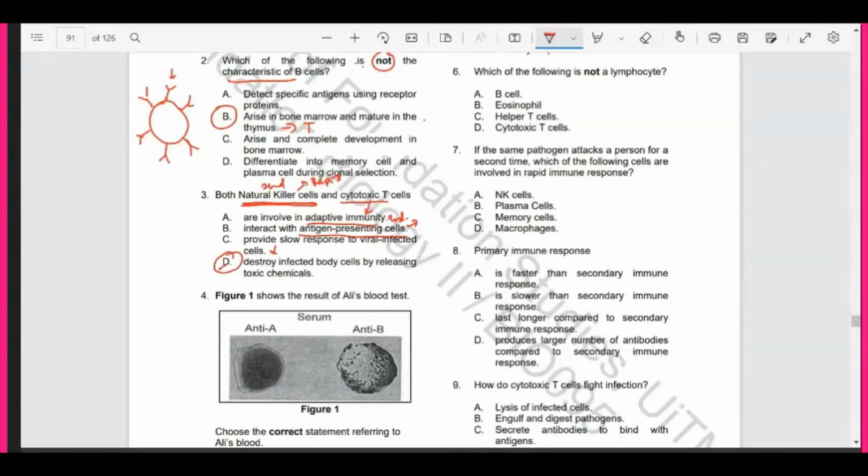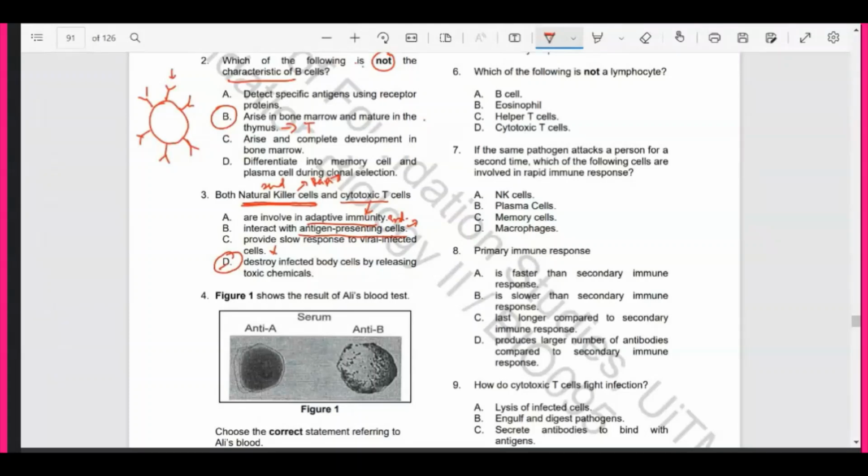So this is the answer actually, kan. Natural killer cells and cytotoxic T cells, the function of these two cells is to destroy host cells that are infected by the virus or by the pathogen. The host cell has already been entered by a virus, for example. So the host cell is being infected. What happens next is that either the NK or the cytotoxic T cell will kill this infected body cell.